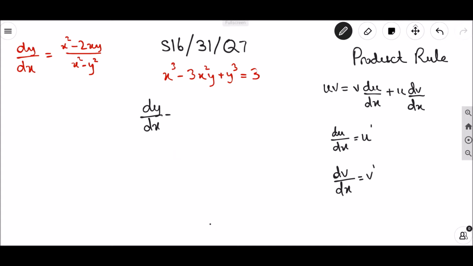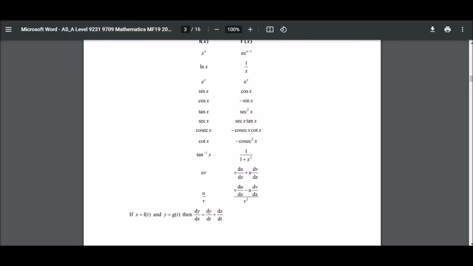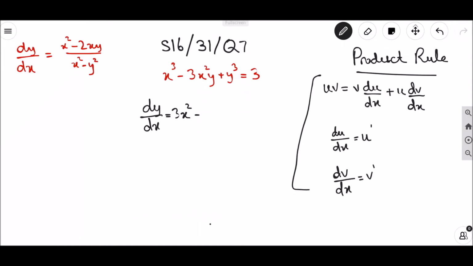We know that the derivative of x cubed is 3x squared. Now we need to find the derivative of 3x squared y. To find this, we are going to use the product rule. I've written it right here, so you can check this out. It's given in the formula sheet, under differentiation. This is the product rule, so you don't need to memorize this.